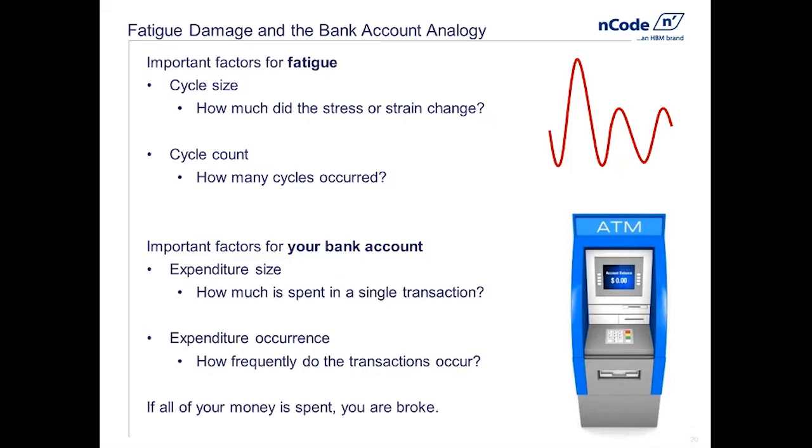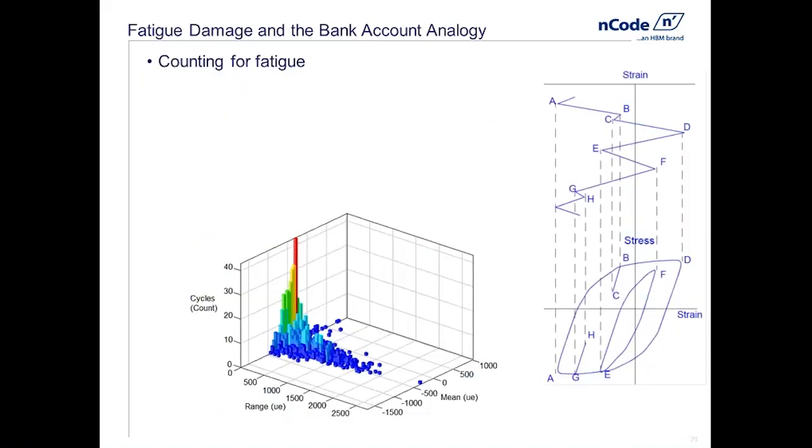So we need to now understand, how do we count cycles? How do we figure out how big they are? And then what do we do? First off, how do we find those cycles? And secondly, what do we do with them? And how we find those cycles leads us into what we call rainflow cycle counting. We'll look at that right now.